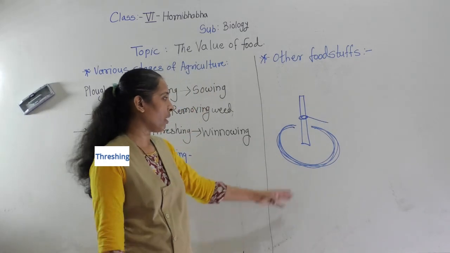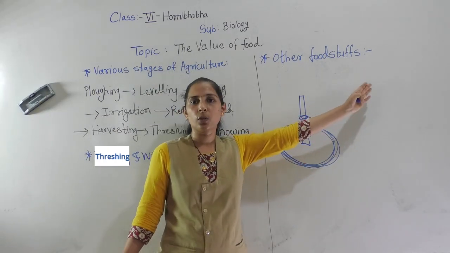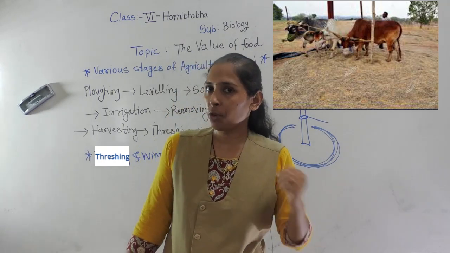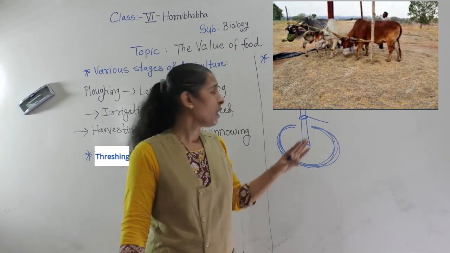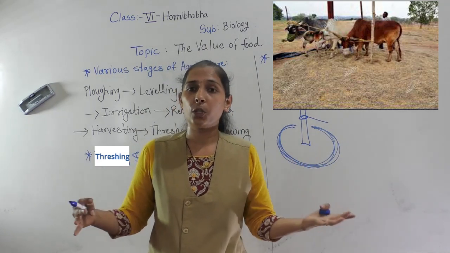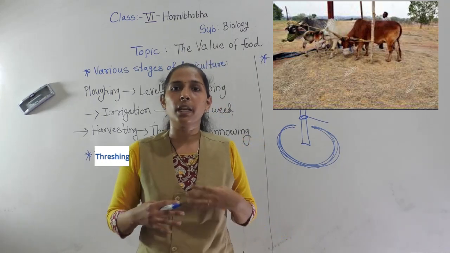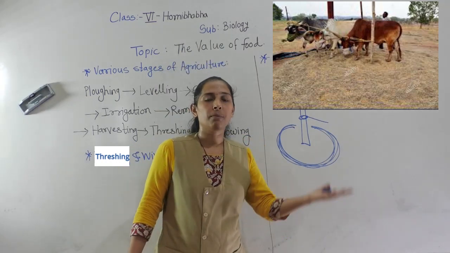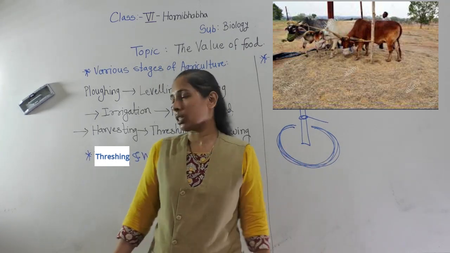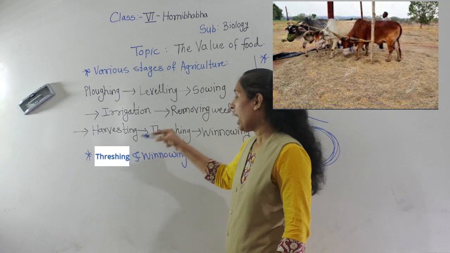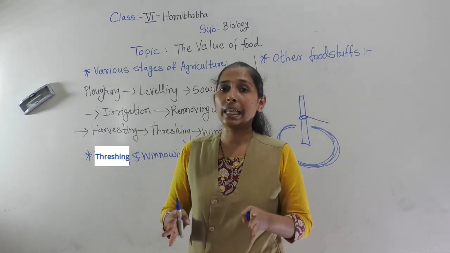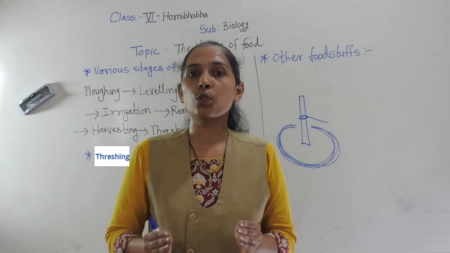So this is called what? Threshing. Here in the image also you can see how the animals are helping the farmer in the threshing process. If the harvested crops are in a large quantity, then the number of bullocks also increases; the farmers use more bullocks to do the threshing process. So this is all about threshing and winnowing. After threshing and winnowing, we get clean, clear and useful grain.